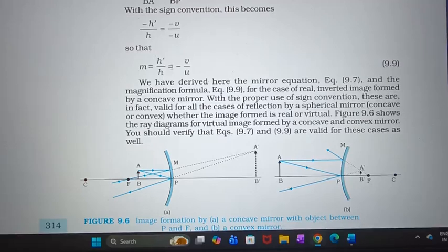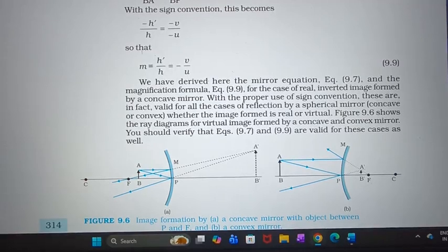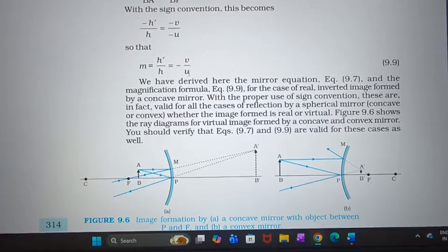Why is that so? Because if it is a real and inverted image, h dash will be inverted. If it is inverted, it's towards the negative y-axis, so the minus symbol will come. Or if you use this formula also, it will be towards the left side, that means negative. Both image distance and object distance will be negative. Negative, negative cancel out, still this negative sign is there. So if it is real and inverted, obviously this entire thing will become negative only.